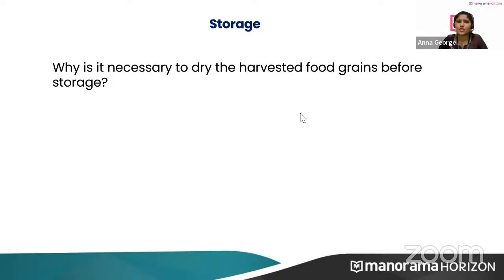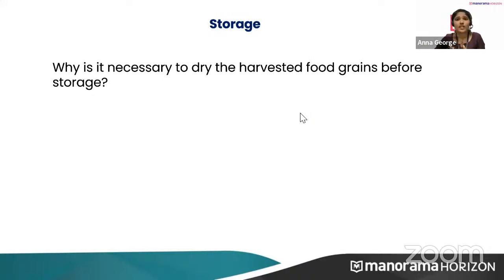And why is it necessary to dry the harvested food grains before storage? Why is it necessary? Like if the moisture is there, what will be the problem? Fungal growth will be there. Okay, if the moisture is still there in the food grains, there will be fungal growth, and it will lead to the damage of these food crops.